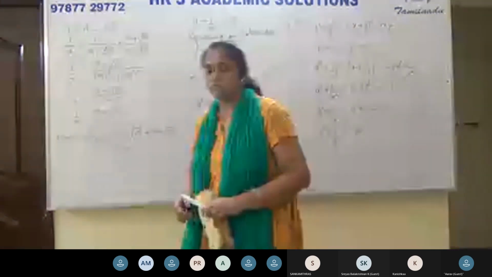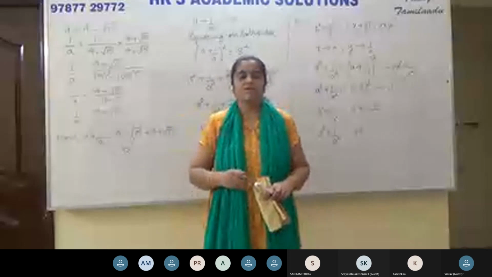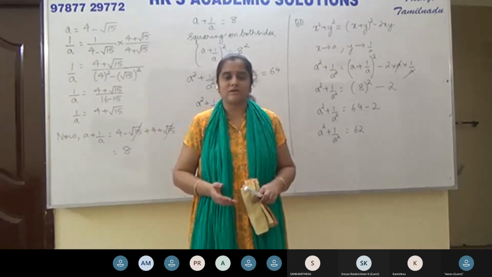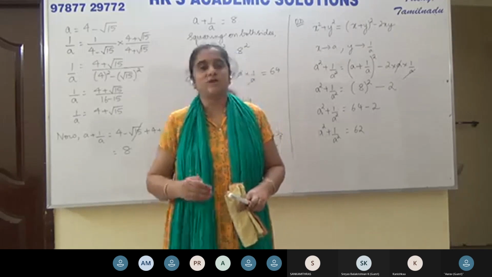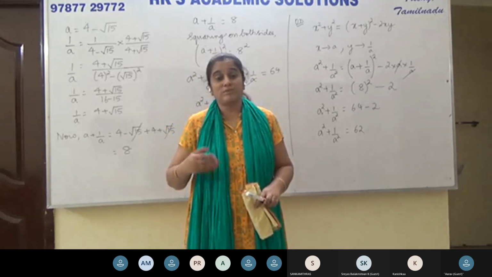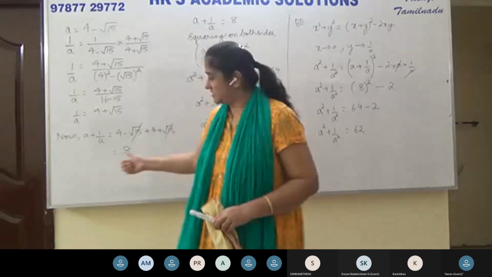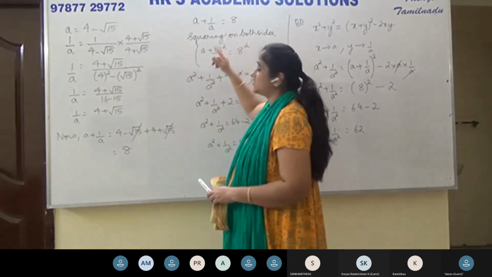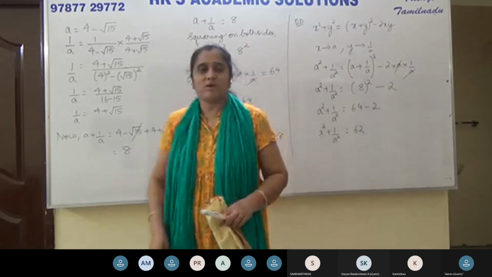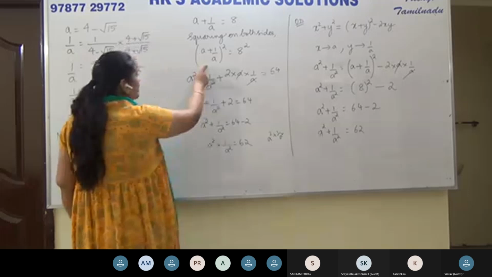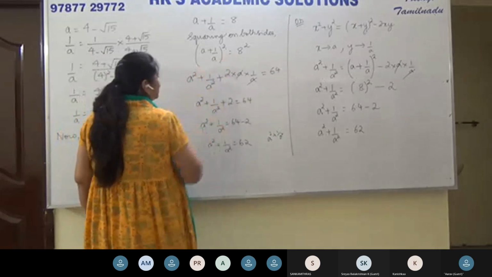You can also do it like this. So we have a, we find 1 by a, and then we find a plus 1 by a. At this point, since we have to find a square plus 1 by a square, we have this equation a plus 1 by a is equal to 8. So we write out that equation and square it on both the sides. So when you square on both the sides, it looks like (a plus 1 by a) the whole square is equal to 8 square.